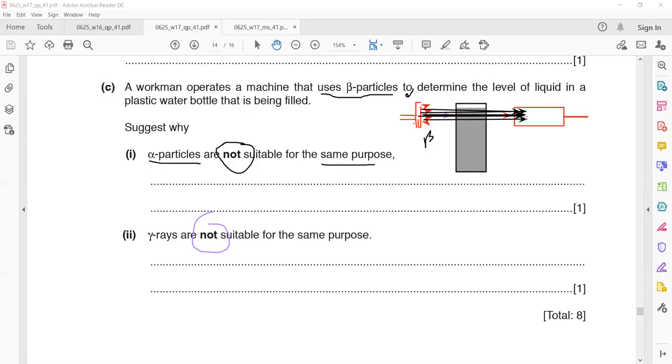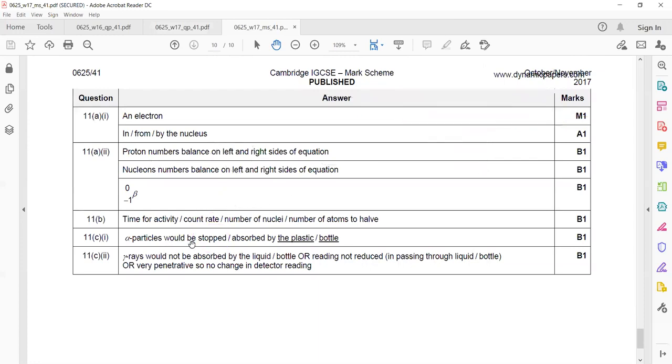If you are using alpha, there will be no reading on the detector due to alpha. And if you are using gamma, with liquid or without liquid, there will be no change in count, because gamma is able to pass through materials easily. So beta is the suitable source here. Alpha would be stopped, absorbed by the plastic bottle, and gamma would not be absorbed by the liquid or the bottle, so the reading will not change.